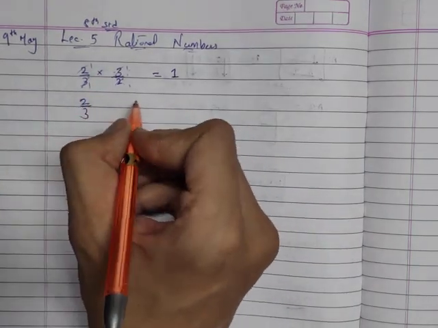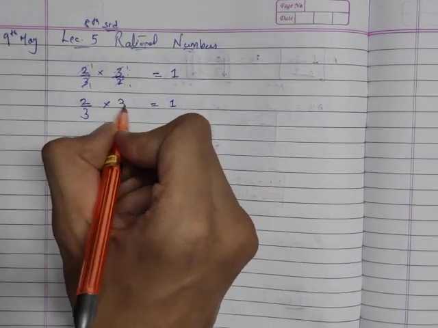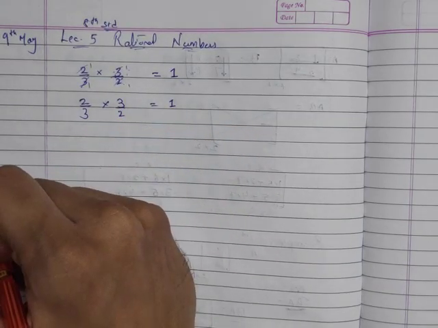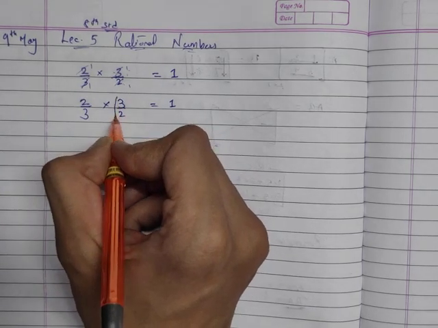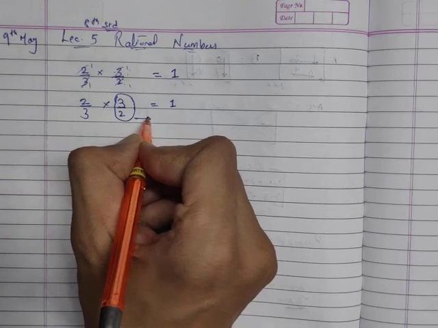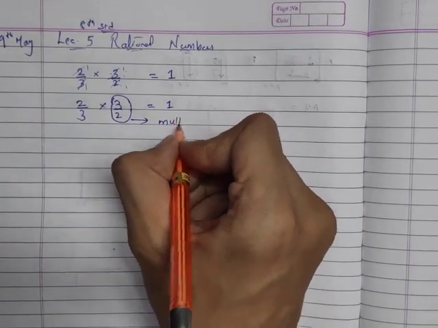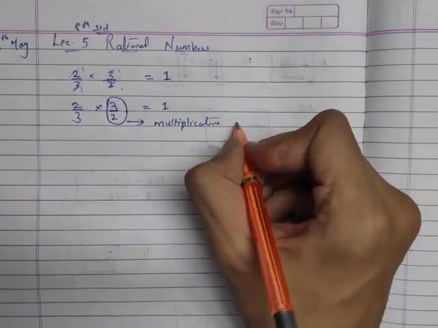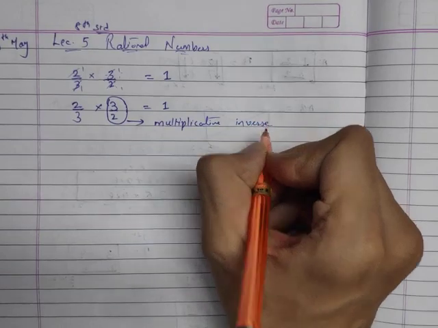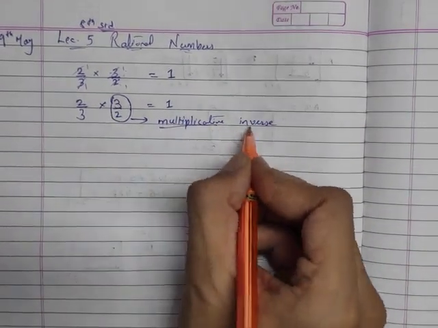In other words, if I have a number like 2 by 3, what do I multiply by it such that the result is 1? Answer is 3 by 2. In such cases, we call this 3 by 2 as multiplicative inverse. What do we call it as? Multiplicative inverse.